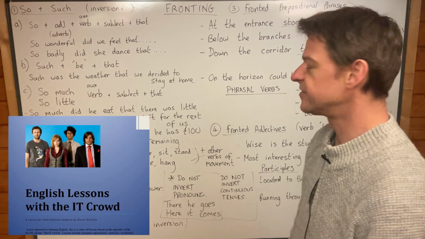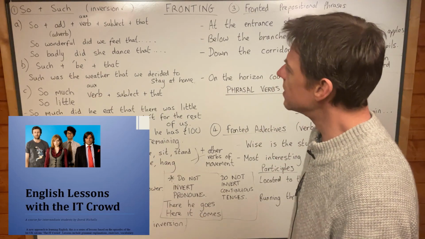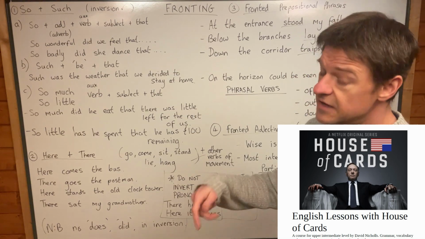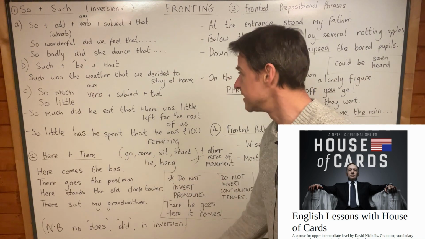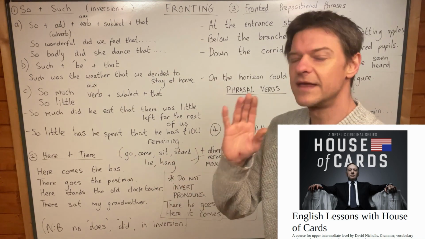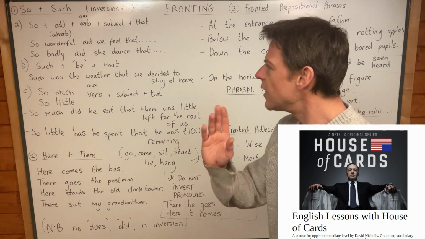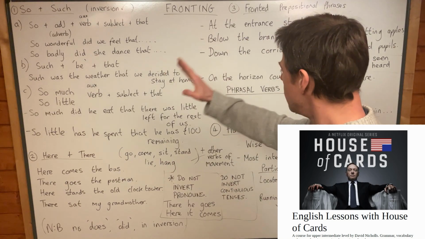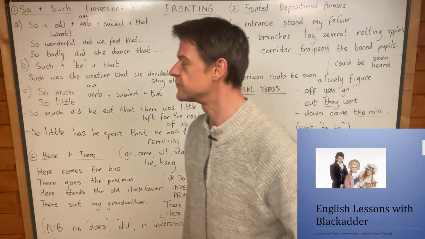But sometimes you don't. And sometimes we put something else at the front of the sentence. Now, there are lots of different ways that we can do this, but there are a finite number of ways. There are only certain ways that we can put something at the front. So let's look at 4 different types of fronting.